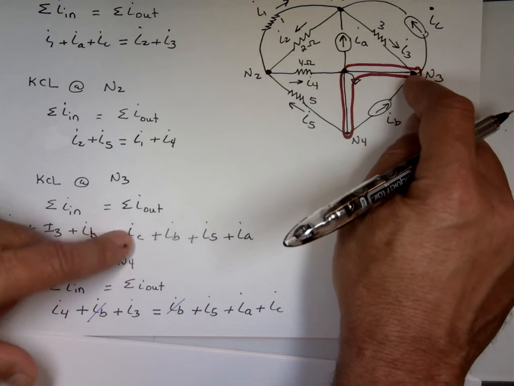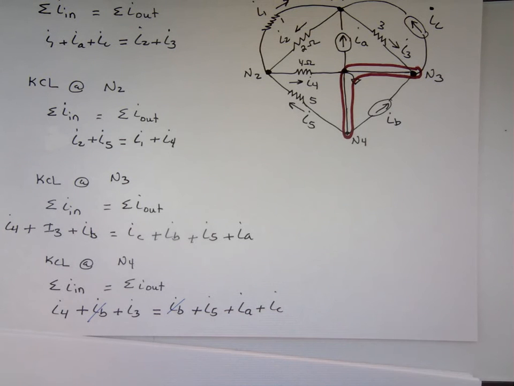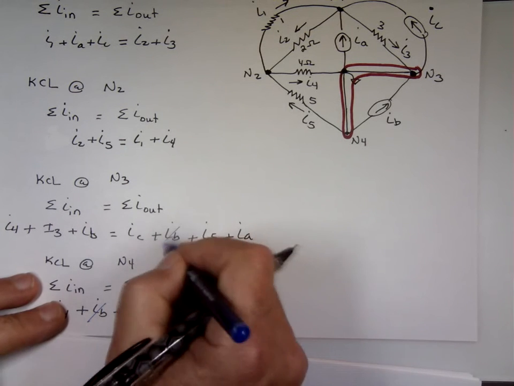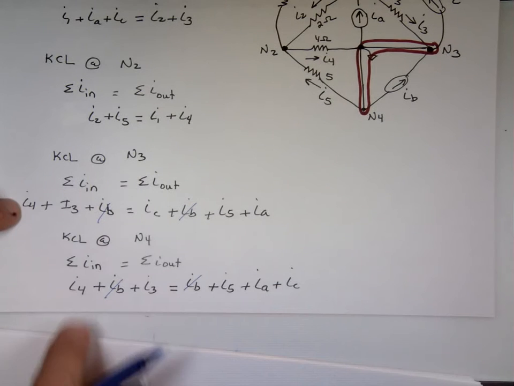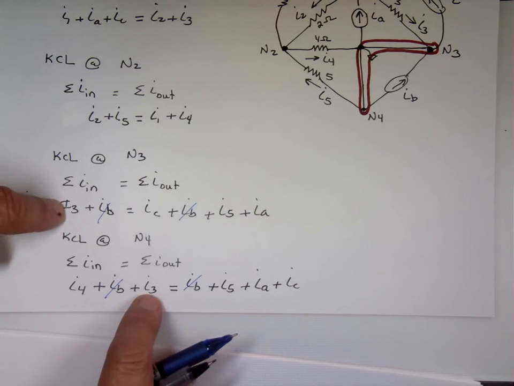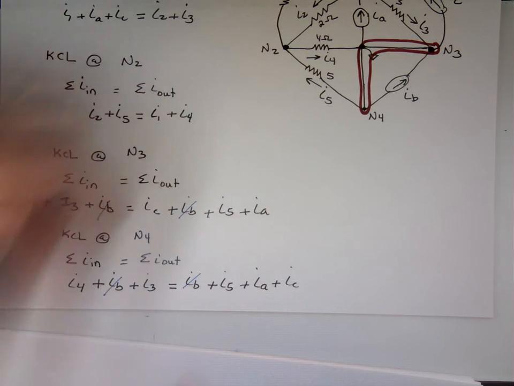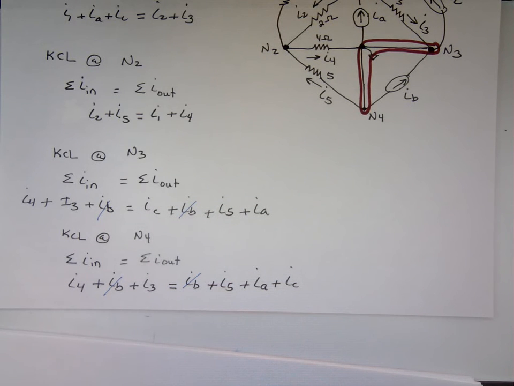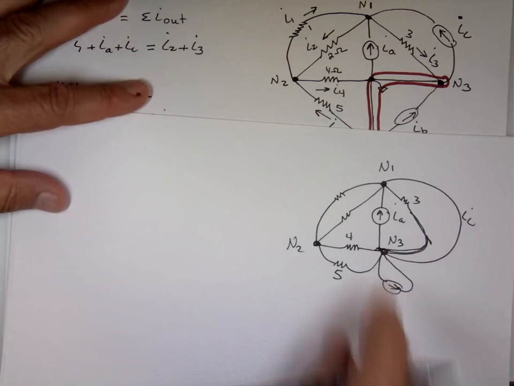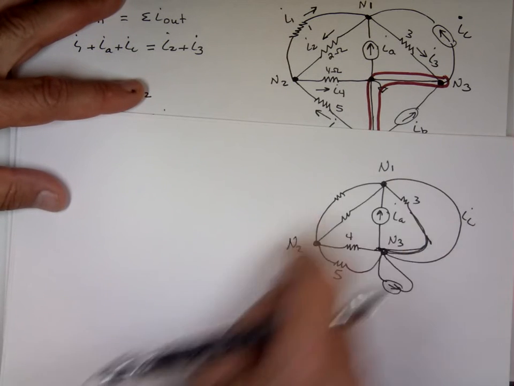And notice now this one cancels this, and these two equations end up being the same. Are they the same? I sub 4 plus I sub 3 equals what? I sub 5, I sub A, and I sub C. It's the same node. But if I redraw that circuit like this, I would have known there's only 3 nodes, 1, 2, 3 in that circuit.